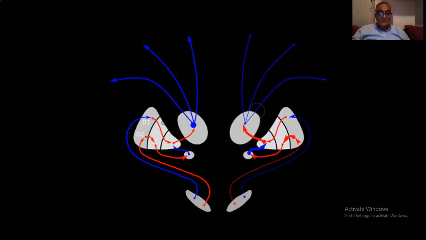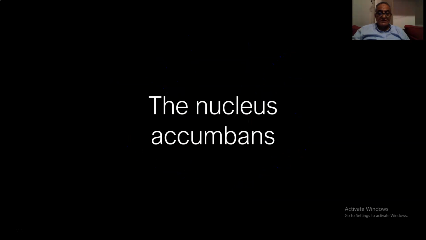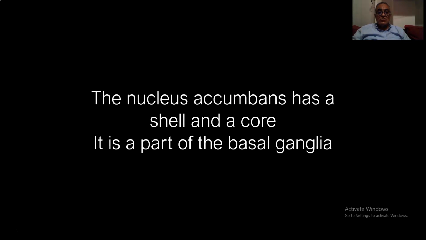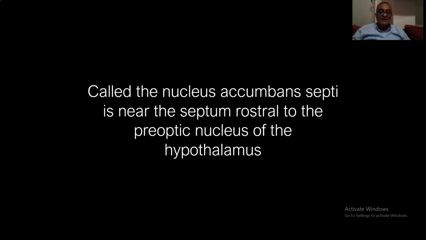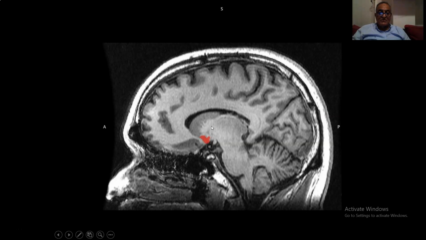Another view, and another view, you can name it, put the names. And other parts of the extrapyramidal system, I'm going to talk about the nucleus accumbens because this is a relatively recent nucleus. Nucleus accumbens has a shell and a core and is considered a part of the basal ganglia, called the nucleus accumbens septi because it is present near the septum, as we'll see now, rostral to the hypothalamus, rostral to the preoptic nucleus of the hypothalamus.